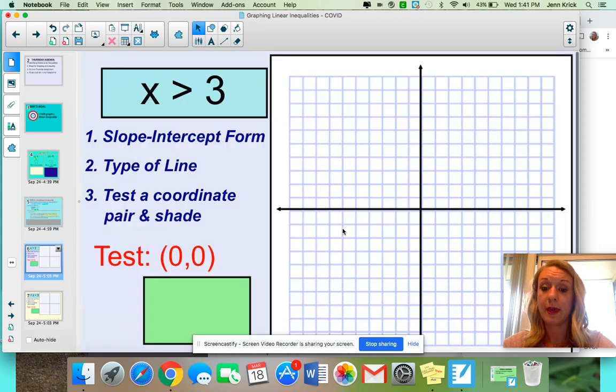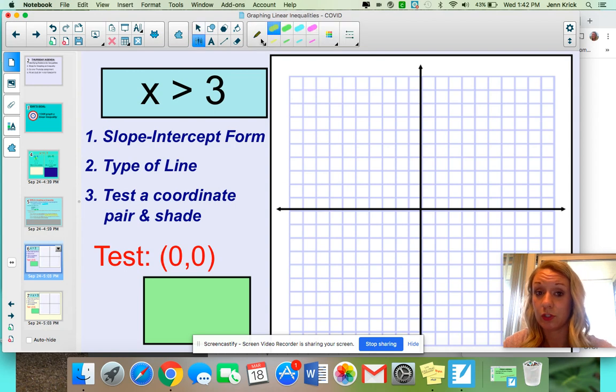Okay, so here we go. We're going to start off with a very simple one. This is kind of like a special case. It says, is it in slope-intercept form? But right now it's just x is greater than 3. Remember when I'd give you a line like x is equal to 3 and it's literally just a vertical line? This is very similar. So what you're going to do is go over to where x is 3, 1, 2, 3.